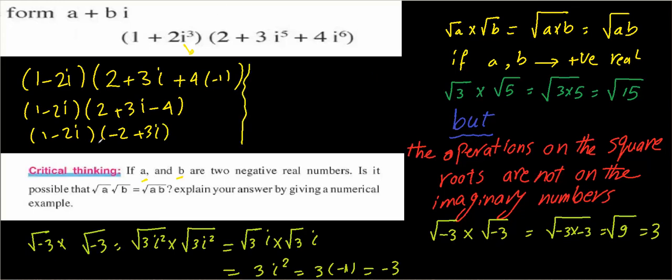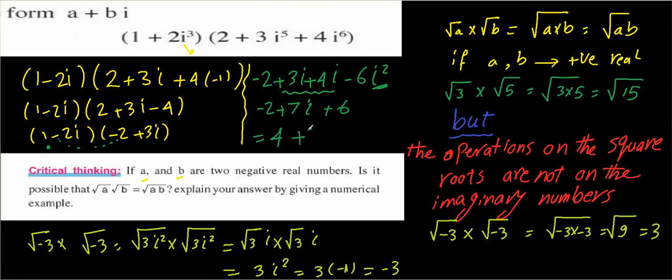To find the product of the two brackets, we multiply: 1 times negative 2 equals negative 2. 1 times 3i equals 3i. Then negative 2i times negative 2 equals positive 4i. Then negative 2i times 3i, negative 2 times 3 equals negative 6, times i power 2. Negative 2 plus 3i plus 4i equals 7i minus 6. With i power 2 equal to negative 1, negative 1 times negative 6 equals positive 6. Negative 2 plus 6 equals 4. The answer is 4 plus 7i.